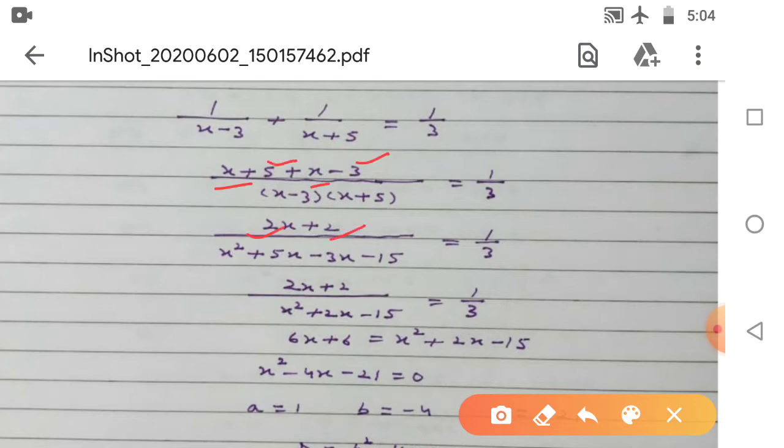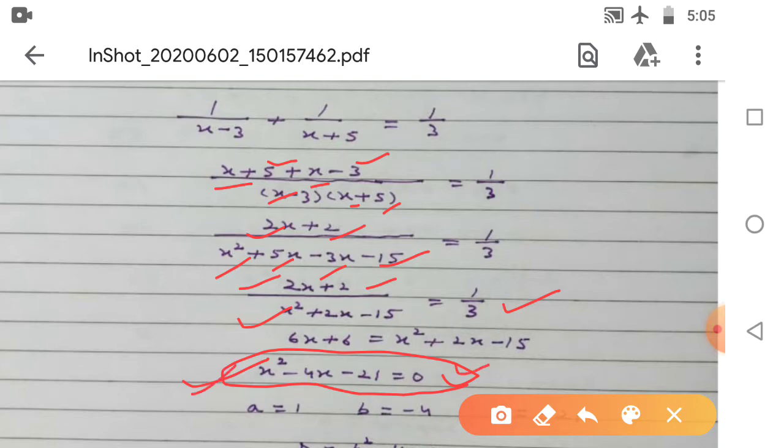So, 2x plus 2 is the numerator, and when you multiply x with x you get x square, x with 5 we have 5x, minus 3 with x is minus 3x, and minus 3 with plus 5 is minus 15, right. So, finally, the denominator comes x square plus 2x minus 15, and the numerator is 2x plus 2, equal to 1 by 3. Now, cross multiply it, and finally, the equation is x square minus 4x minus 21 is equal to 0. This is the final quadratic equation, and now solve for x by using the quadratic formula, right.